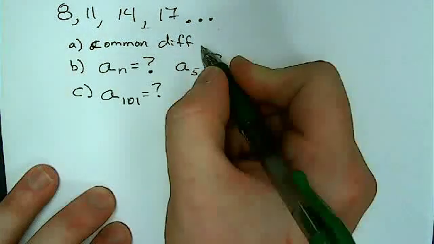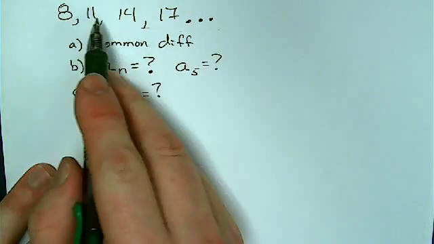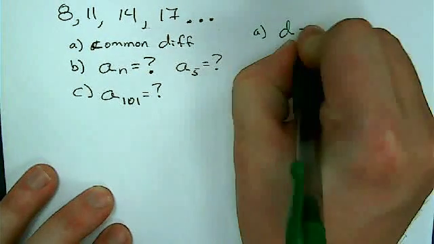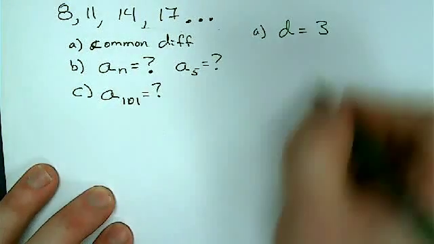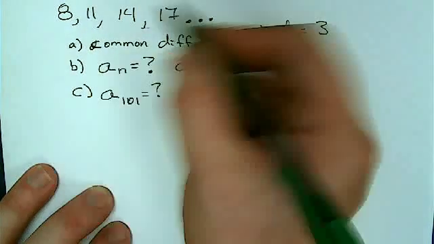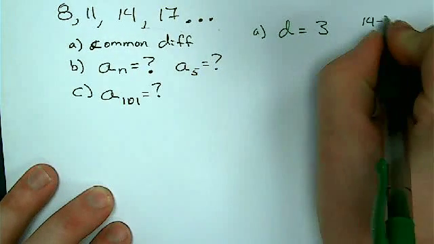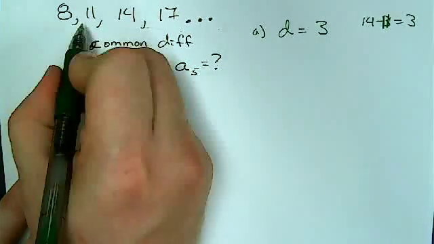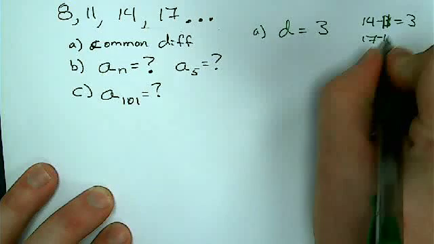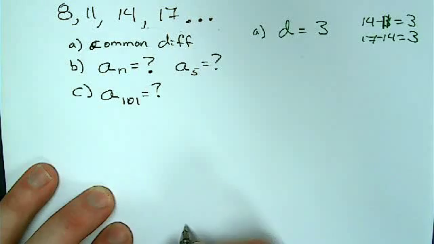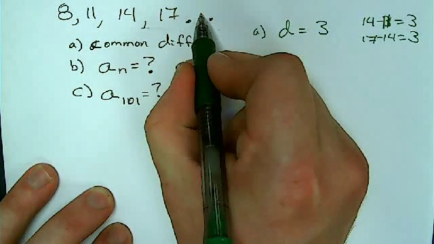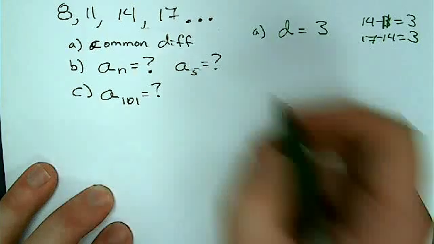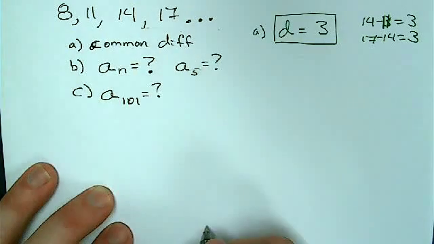First, the easy part, the common difference. What's the difference between each of these numbers? I'm going up by 3, so my common difference was 3. I got that by taking any two numbers in sequence, 14 and 11, and subtracting them. 14 minus 11 gives me 3. Let's double check it: 17 minus 14 gives me 3. In fact, the next number in the sequence is going to be 20, because I add 3 to it. So that's the first thing I need to come up with.